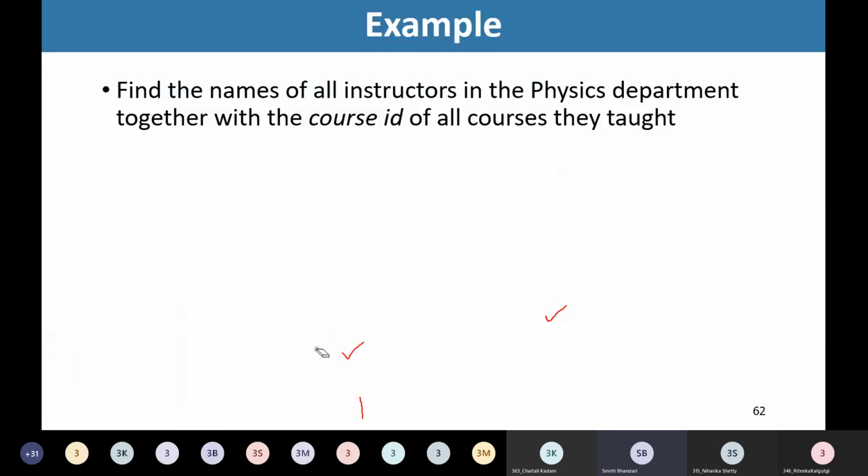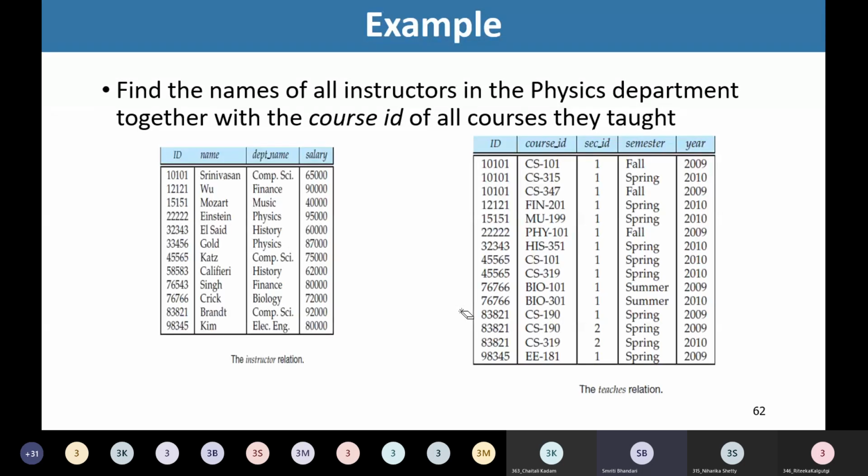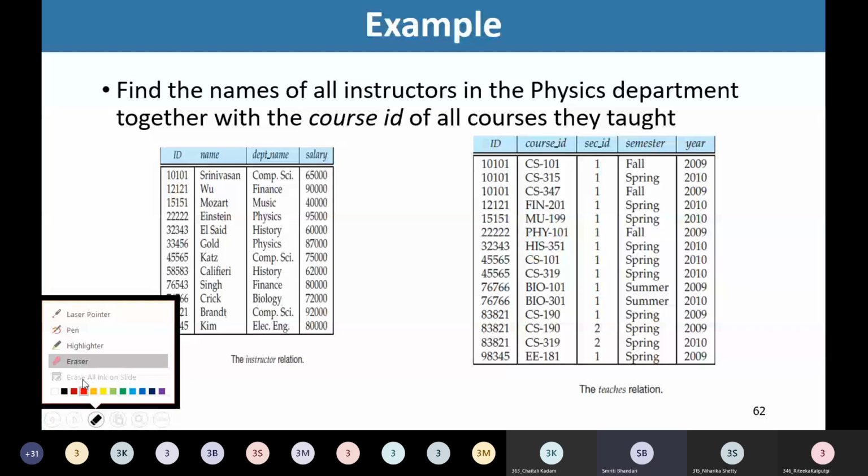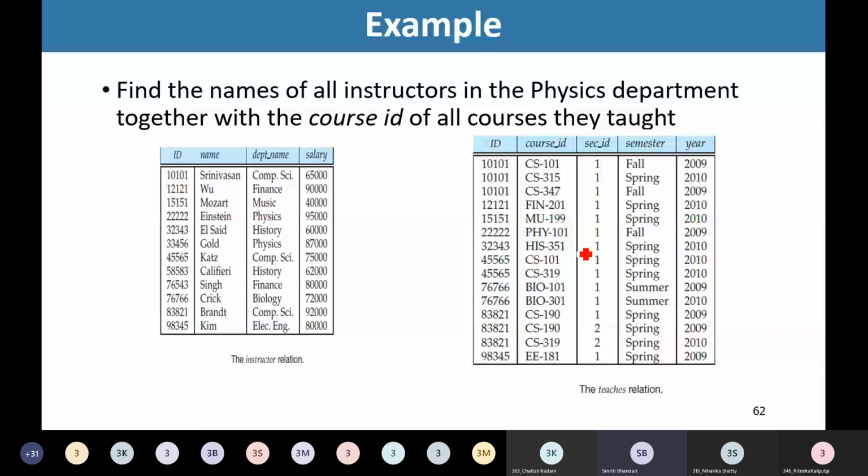Let's think about the relational algebra operation to be used now, right? And let us see the instances that are available for this instructor relation and this teachers relation. So let us assume that we have these two instances of these two relations.